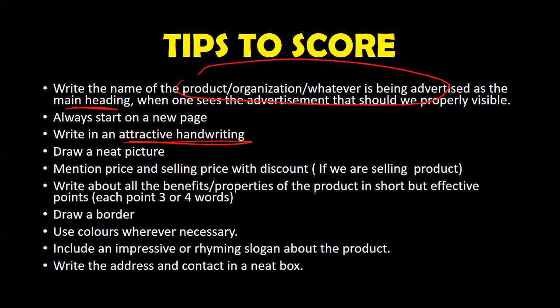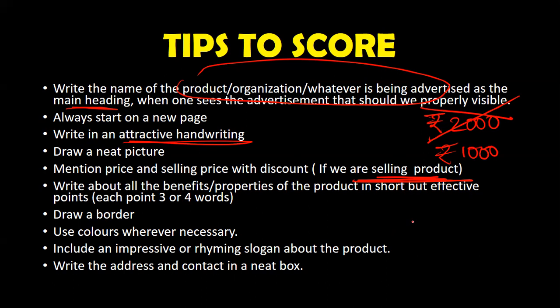If you're selling a product, if you are promoting, say, volunteering, then the price doesn't come into consideration. But for example, if I'm selling a product, I can write rupees 2000, put a cross over it, and write just for rupees 1000. So this shows that you have a sale, you have an offer. Now write about the benefits of the product. It should be in short points, bullets, but effective points with around 3 to 4 words in each point.